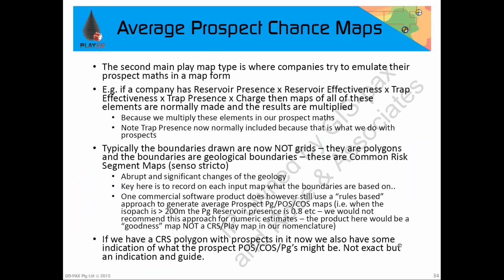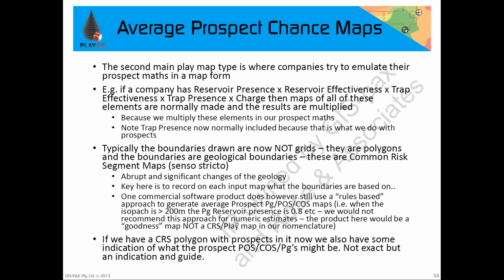And traditionally what they do is they try and emulate their corporate risking, their prospect risking. So in the corporate sense, if they had a prospect, if they had reservoir presence, reservoir effectiveness, trap presence and charge, then they would have polygons for each one of those, and they would be average prospect values in those polygons. And then they would multiply those elements to come up with an overall composite stack. And note here, you have to include trap presence here, because that's what you have in your prospect world. And in most cases here, the boundaries that are used in this kind of evaluation are not grids. They tend to be proper geological boundaries.